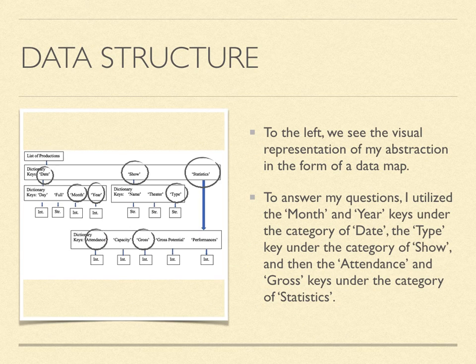To the left is the abstraction that I created, which is a data map, in order to better understand this dataset as a whole. To answer my questions, I used the month and year keys under the category of date, the type key under the category of show, and then the attendance and gross keys under the category of statistics.